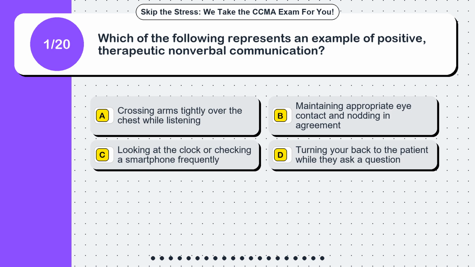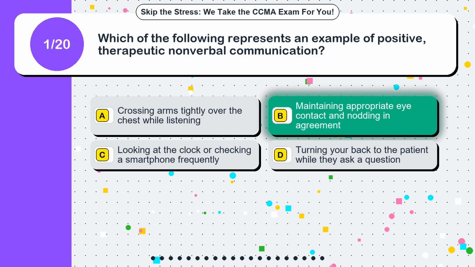Question 1. Which of the following represents an example of positive, therapeutic nonverbal communication? Option A. Crossing arms tightly over the chest while listening. Option B. Maintaining appropriate eye contact and nodding in agreement. Option C. Looking at the clock or checking a smartphone frequently. Option D. Turning your back to the patient while they ask a question.